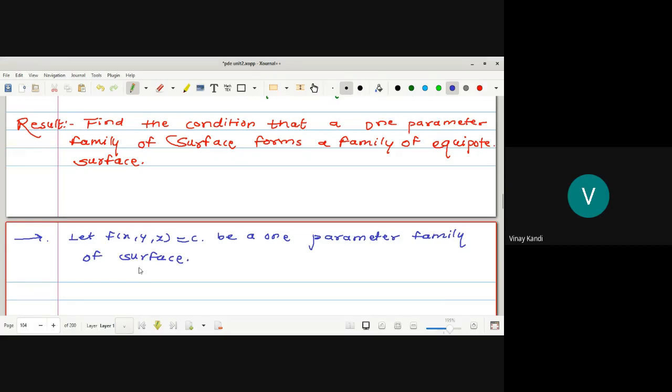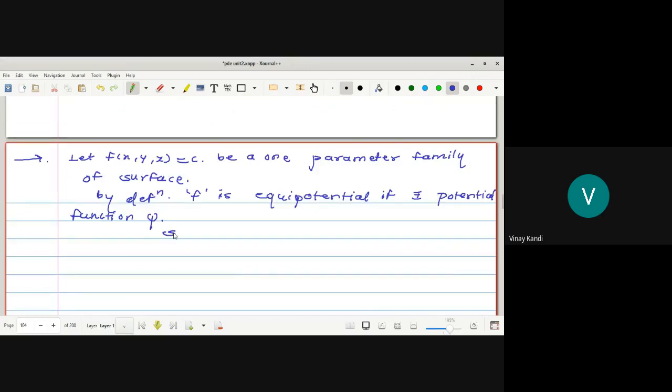Okay, so by the definition, f(x, y, z) = c is equipotential if, by definition, there exists a potential function psi such that psi is constant whenever f is constant. Okay, so what is the meaning of this sentence?